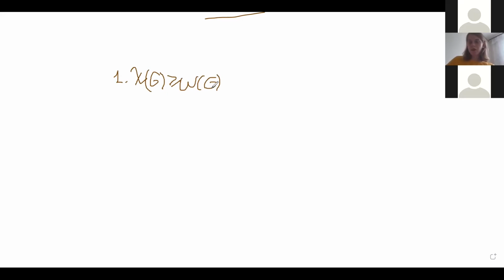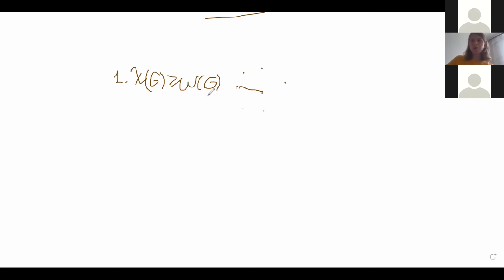Why so? Let us imagine the greatest clique of a graph. In this clique, vertices have to be connected with an edge, and that's why they must be painted in different colors. So we need at least the same number of colors as the number of vertices in the greatest clique. So the chromatic number is greater or equal than the clique number.